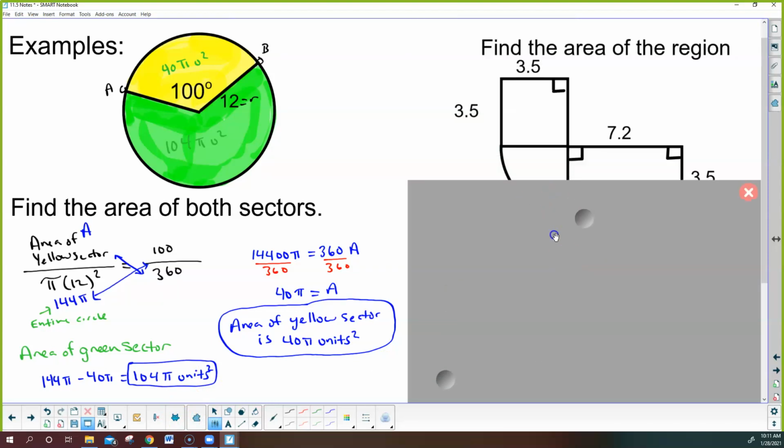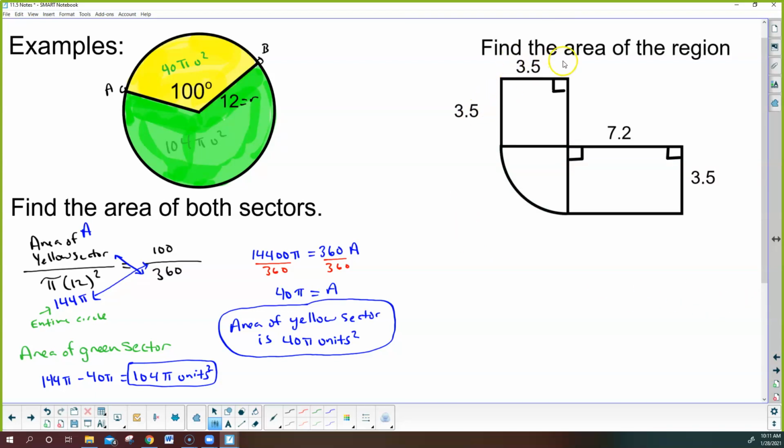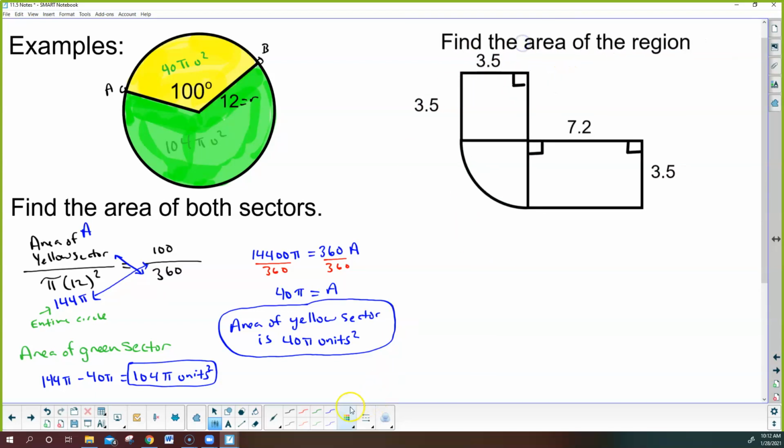Okay. All right, so another style of question here is to find the area of a region that looks like this. Now, notice they don't tell you anything special. They just say, here's my region. They do give us a couple of hints, though. So we have to find the area of the region.